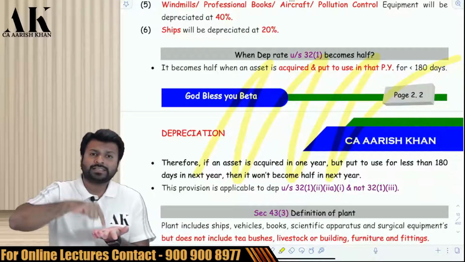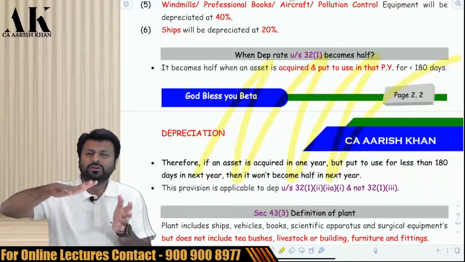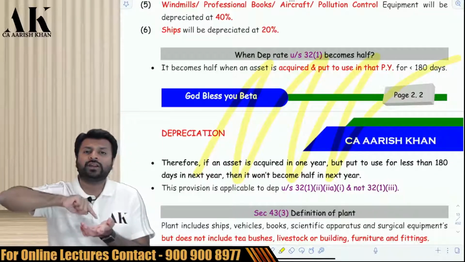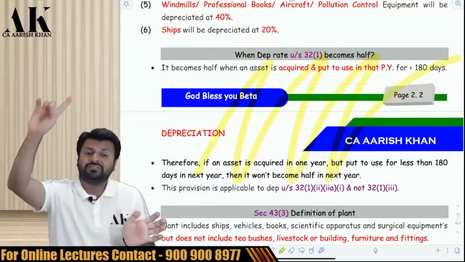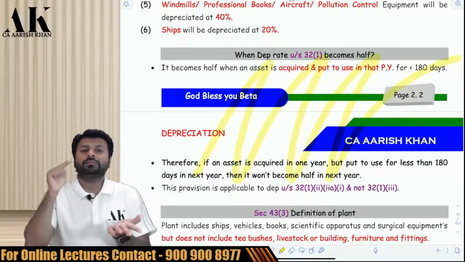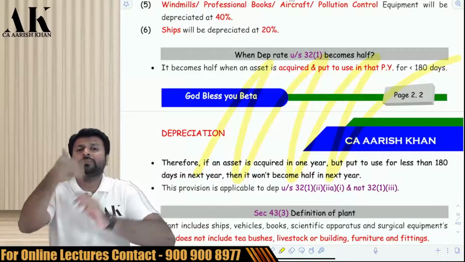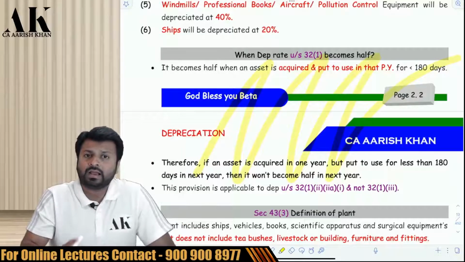Suppose an asset is acquired in the current year and it is not put to use in the current year, it is put to use in the next year, and in the next year it is put to use for less than 180 days, then in the next year it will not become half, it will be full. Be very careful, because the proviso of 50% is only applicable to the year in which you acquire. It is not applicable to subsequent years. I hope it is clear to you.